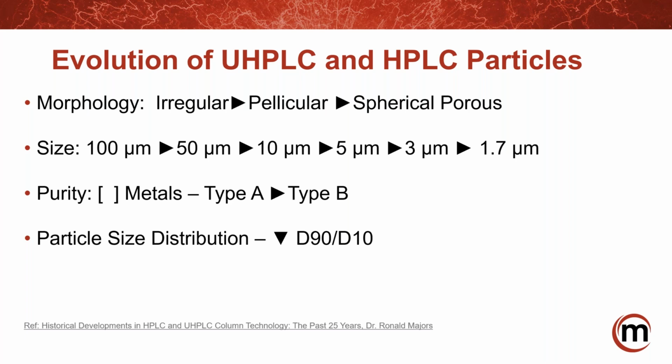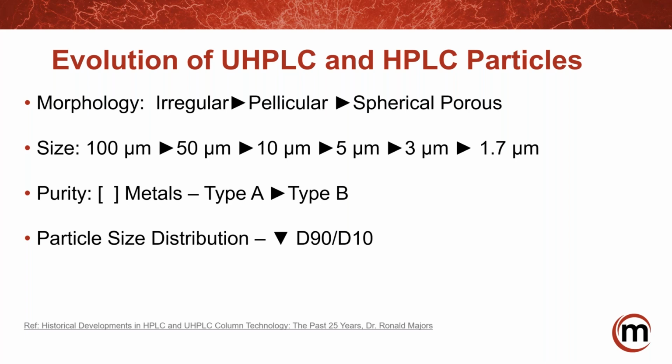And as the instrumentation got better, we could also build better tools for the instrumentation. And now you'll see pretty commonly 1.7 micron particles. Over time, they found that the metals content in the silica would affect the peak shape adversely or beneficially in some cases. And the more they were able to improve and reduce the metals content, the more they could control batch-to-batch reproducibility. So initial purity was type A, and now they've moved on to type B silicas.